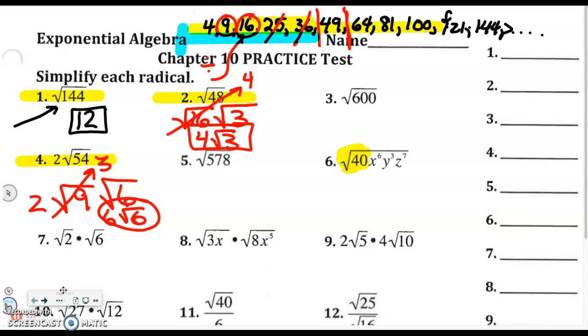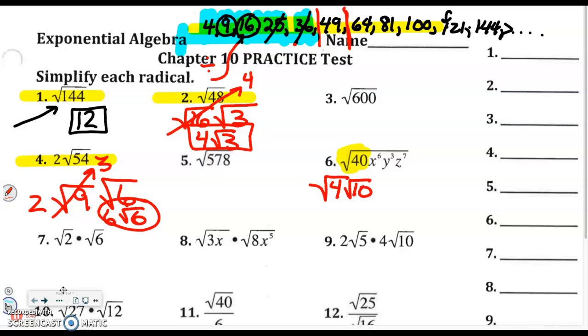Does 36 go into 40? No. Does 25 go into 40? No. Does 16 go into 40? If you don't know, check it on your calculator. Does 9 go evenly into 40? No. 9 times 5 is 45. 9 times 4 is 36. Does 4 go evenly into 40? Yeah. There's my winner. All right. So root 4, root 10.